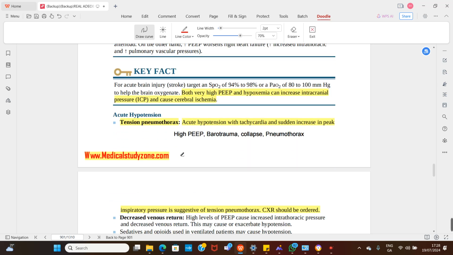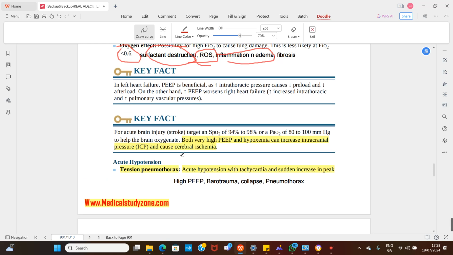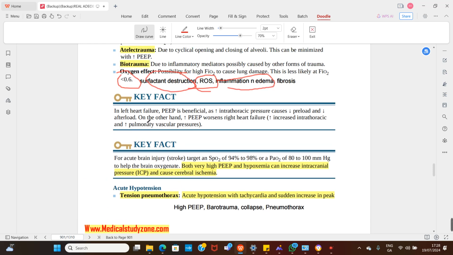A key fact to know is that in left heart failure, PEEPing is beneficial. Why? Because if you PEEP, you will increase intrathoracic pressure. What happens when you increase intrathoracic pressure? You will compress the pulmonary veins, and of course you are going to deliver less blood to the left side. If you deliver less blood to the left side, that means you are reducing the preload, and you help the person with left heart failure.